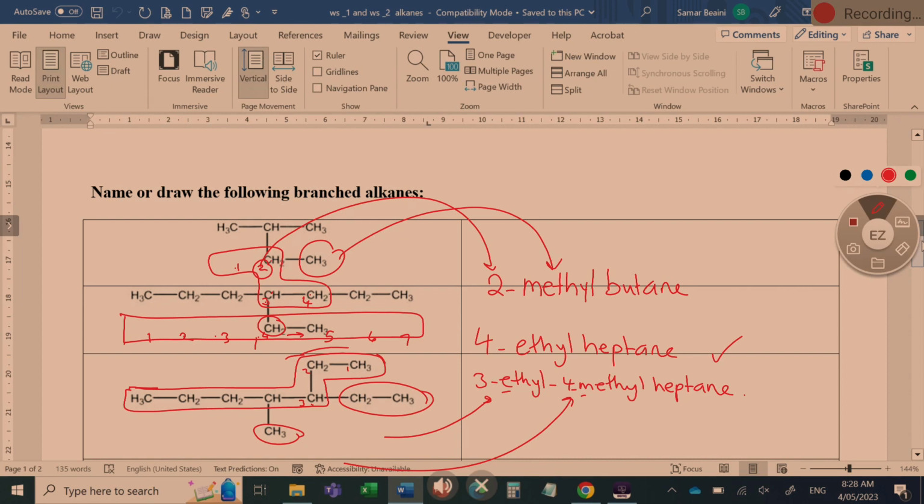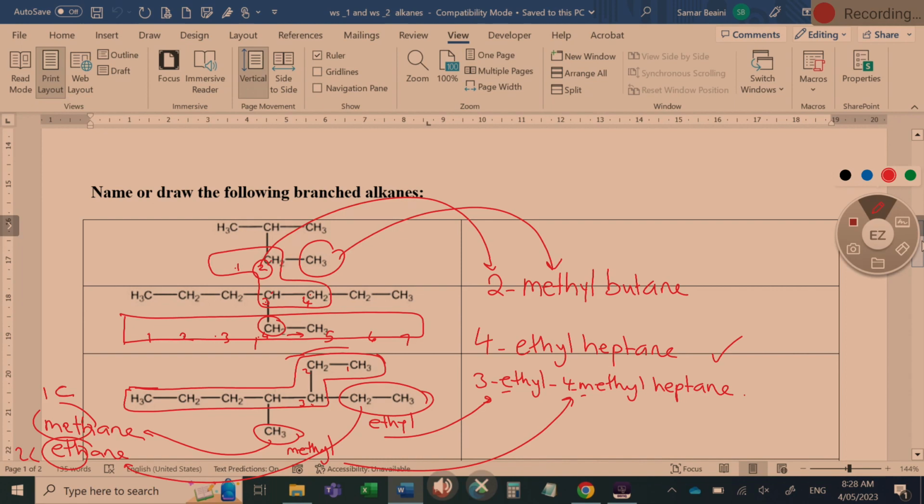So what's the difference between ethyl and methyl? Methyl comes from methane. Ethyl comes from ethane. This part of the name is always the number of carbons. This is 1 carbon, and this is 2 carbons. This is a methyl coming from methane. It only has 1 carbon. This is an ethyl because it comes from ethane. So this is ethyl, and this is methyl.